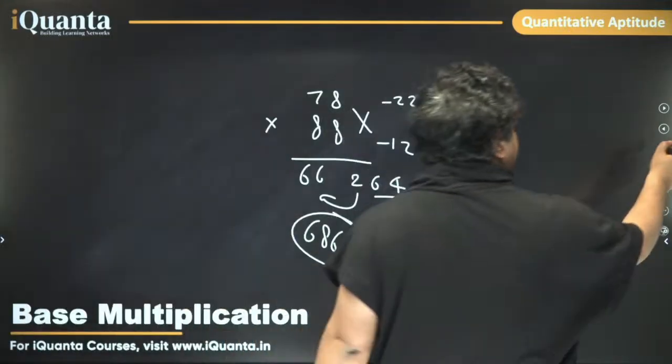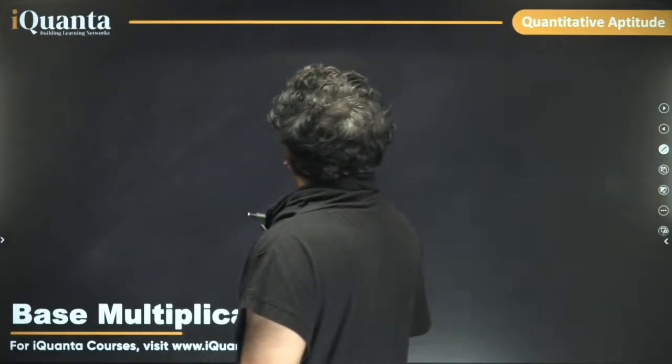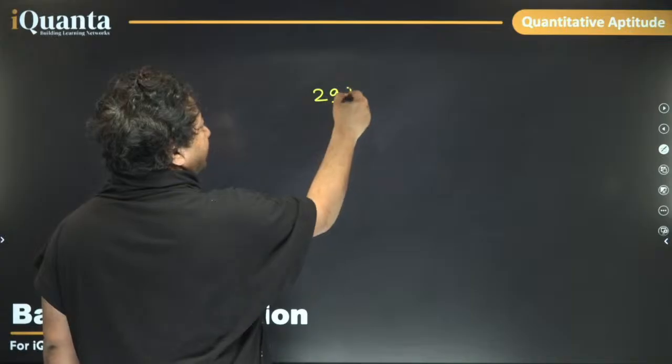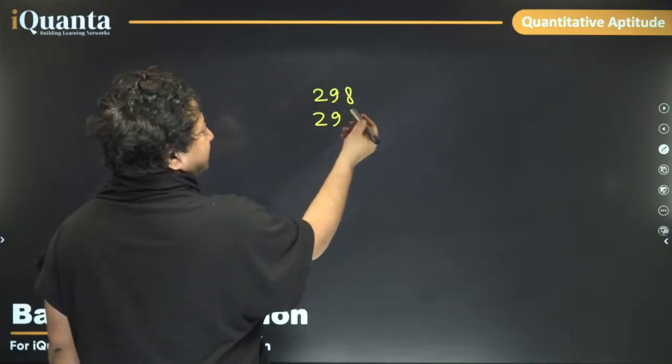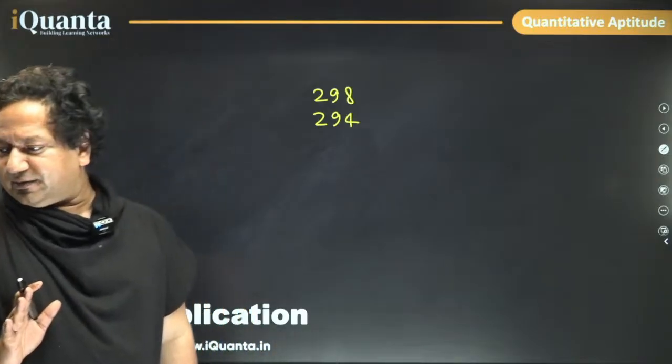Let us take a few more examples like that. What if I take something like 298 multiplied by 296? Identify the base. What's the base here?